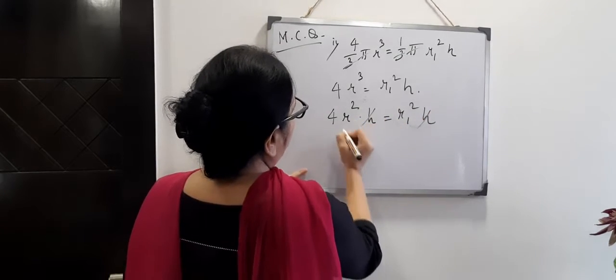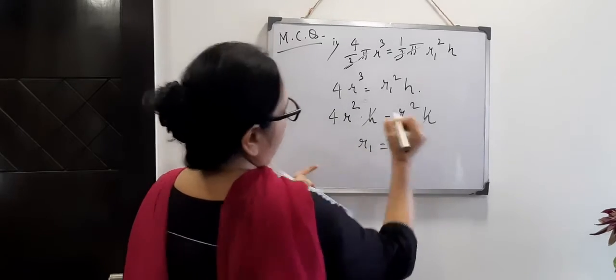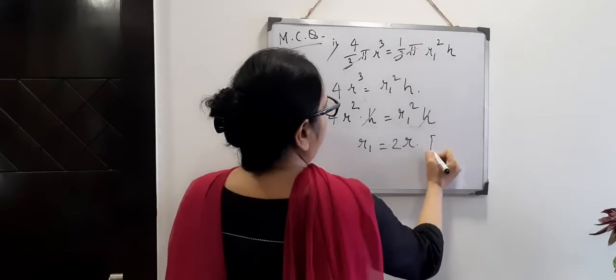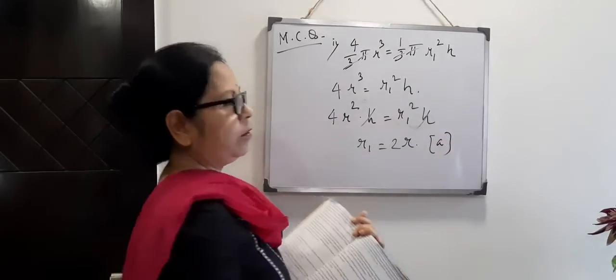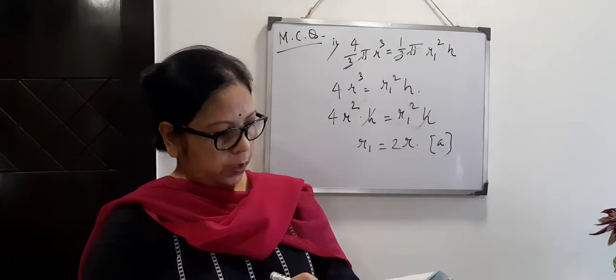So r1 square is coming 4r square, so r1 is coming 2r. Clear? So 2r unit, your option A. This is your correct option. That radius of cone is 2r unit. Next one.